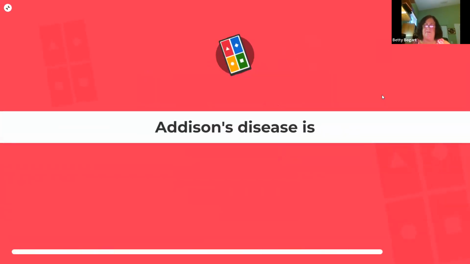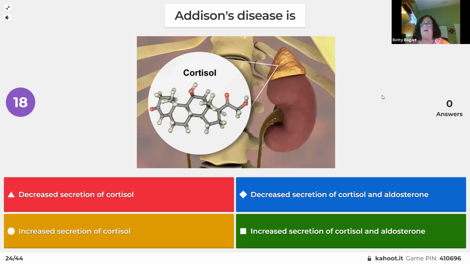Addison's disease. It's another adrenal gland problem. What do we know about adrenal gland? We have Cushing's, we have Addison's.